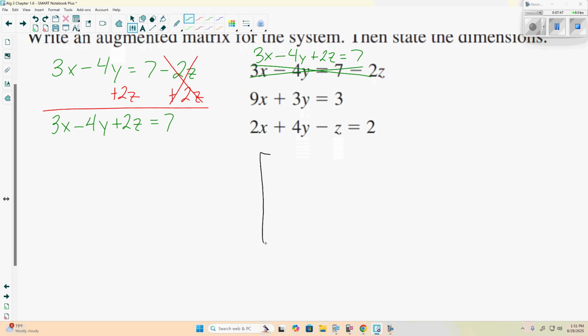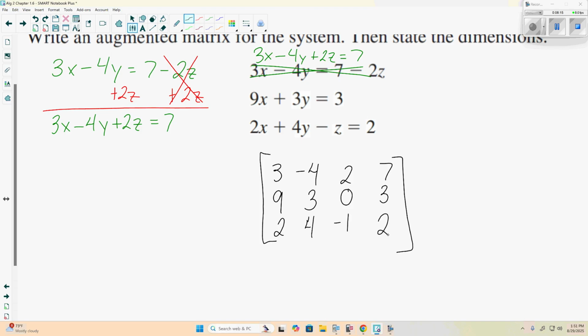So if we wrote this augmented matrix, the first equation would be what? 3, negative 4, 2, 7, yes? The second equation's numbers would be 9, 3, 0, 3. And the last one, 2, 4, negative 1, 2. Now 0 is correct for the z value in that second equation, because there is no z written, so its value is understood to be 0.